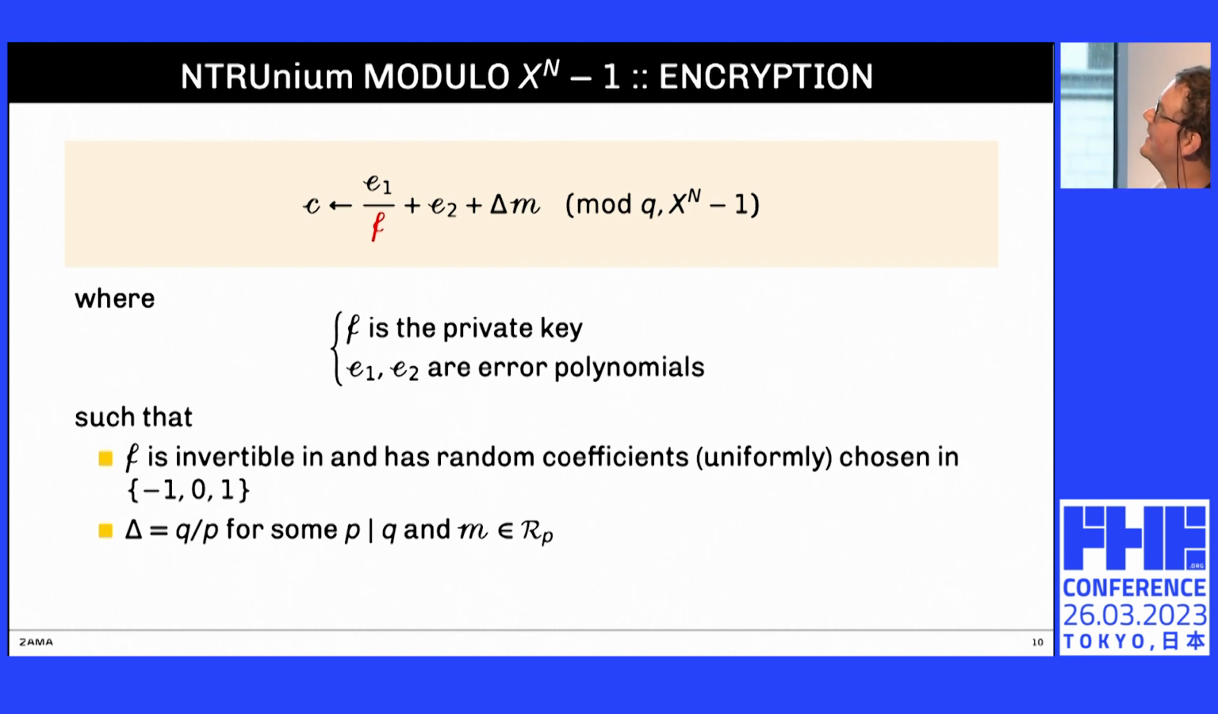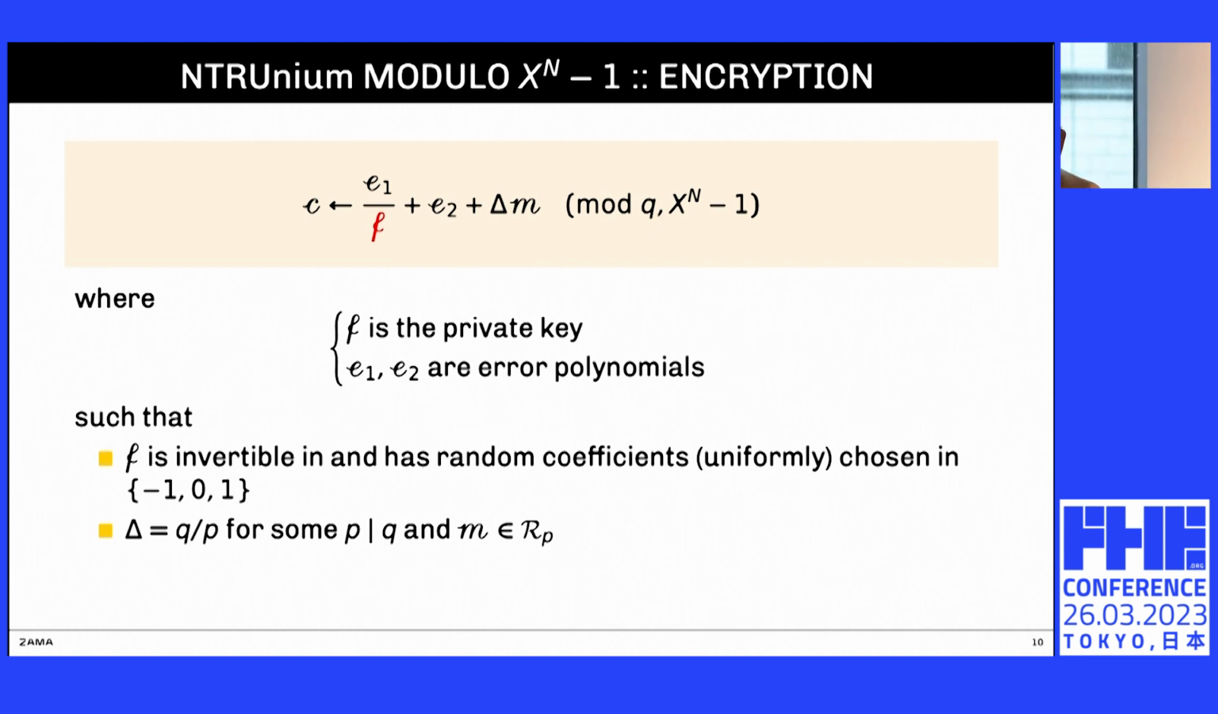How it works? So this is a ciphertext. So this is an NTRU ciphertext, as we just saw before. F is the private key. E1, E2 are two error polynomials. F is a polynomial with small coefficients, so -1, 0, or 1. And this is the delta, so Q over P.